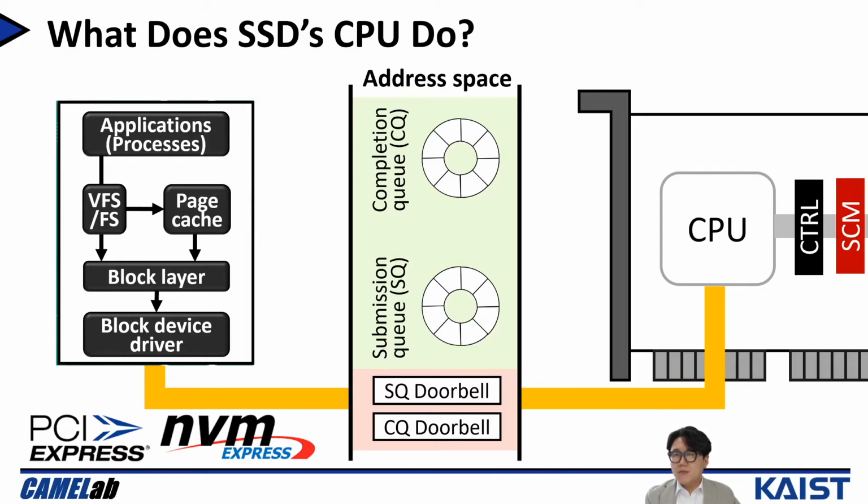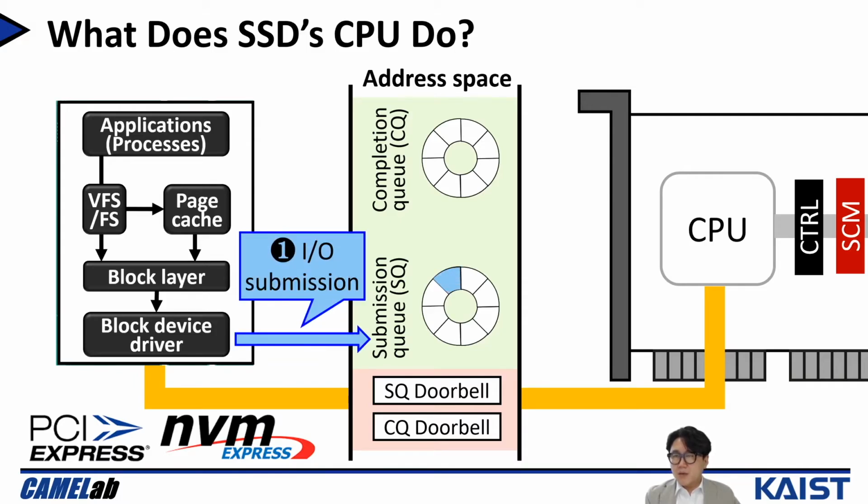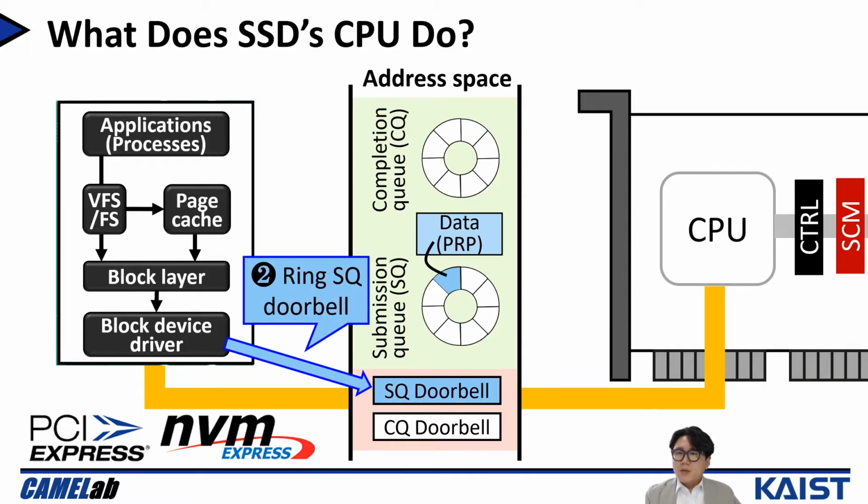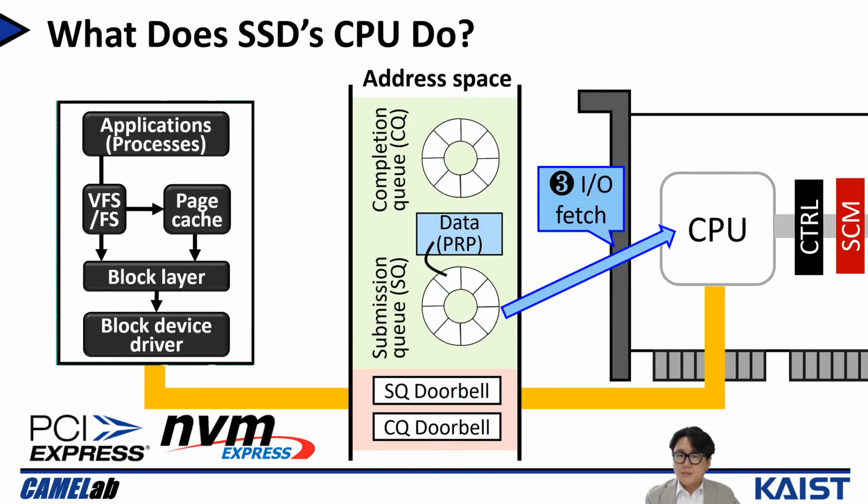So let me show what the embedded processor should do for NVMe communication. When a user submits an I/O request to the submission queue, the NVMe command includes the physical region page, PRP, that indicates the actual data location in the host system memory. The host then writes the doorbell register to let the storage know of the submission queue update, and the underlying processor is required to detect the doorbell ringing. Once it has been detected, the storage-side processor fetches the issued command and parses it into storage-level information.